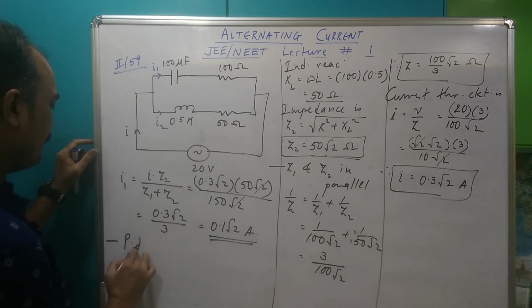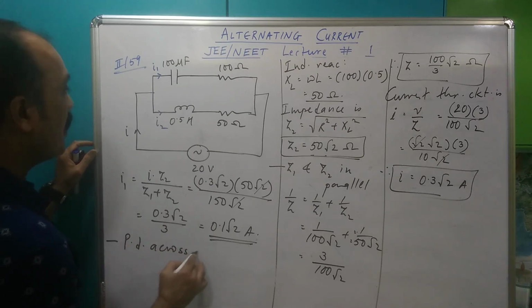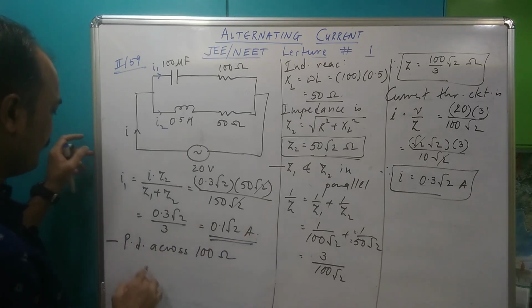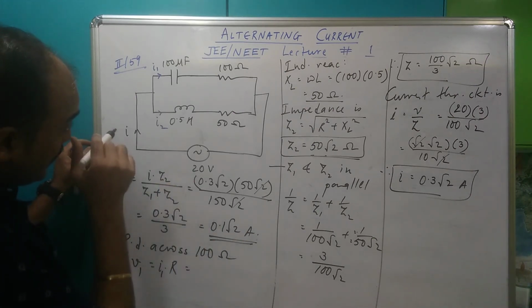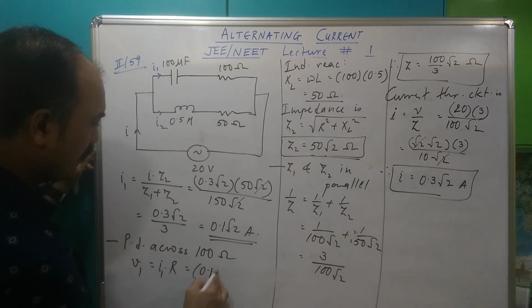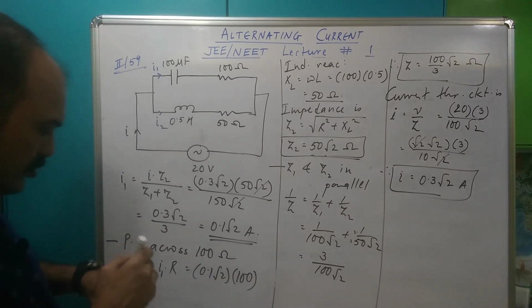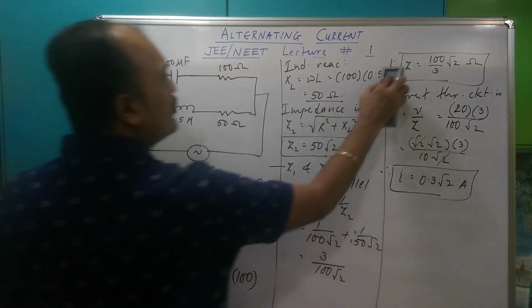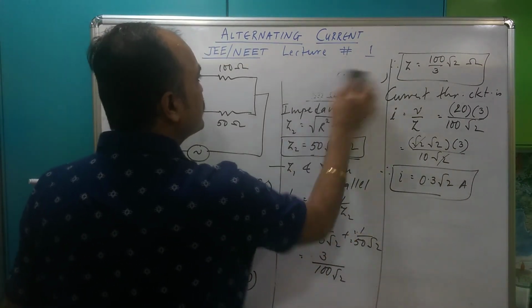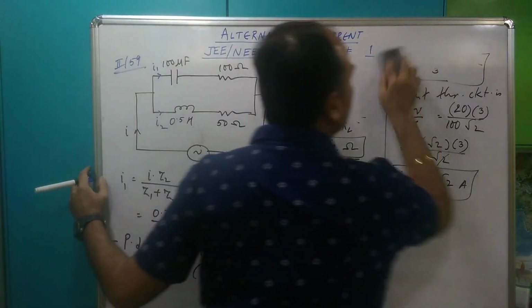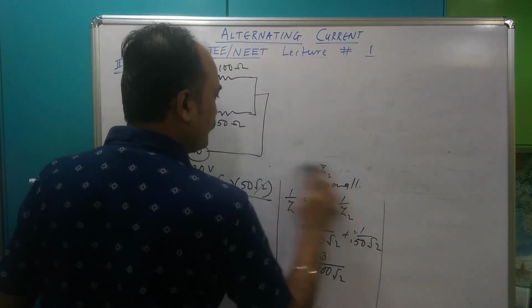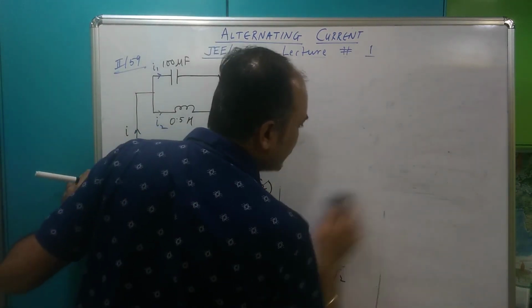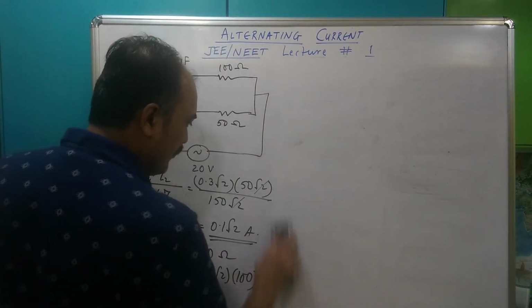So the PD across 100 ohm. Let me check. We'll call it V1, is I1 into R. The current is 0.1 root 2 and R is 100. So that's 10 root 2. I got my answer at 10 root 2, but I need to take this off in order to put this. Now I can get rid of everything else. I'm happy because this has come. I also have to check the one below, the 50 ohm one.